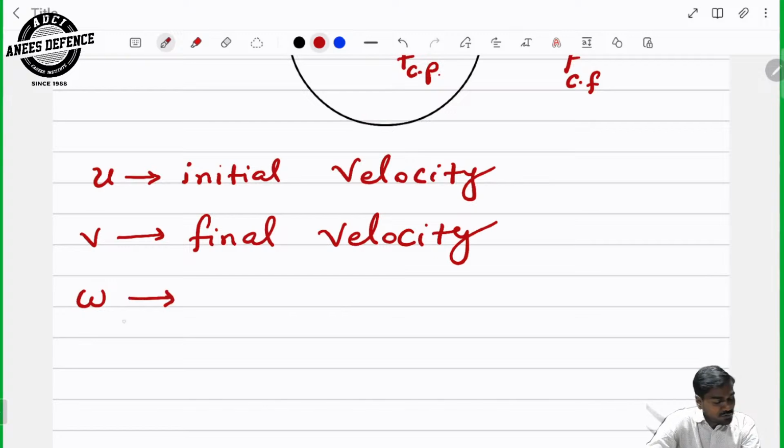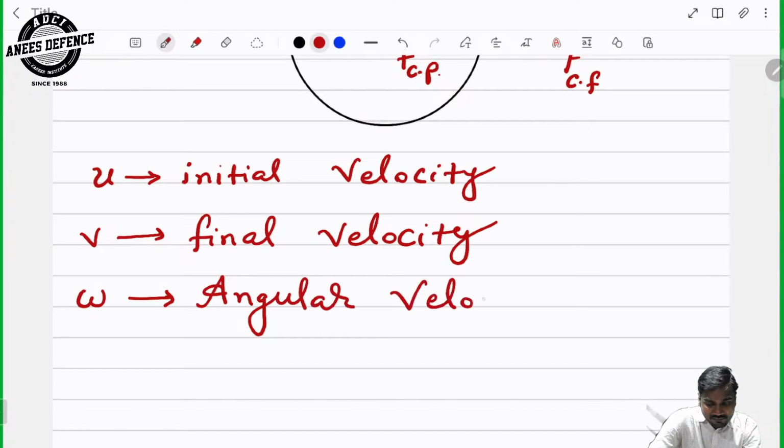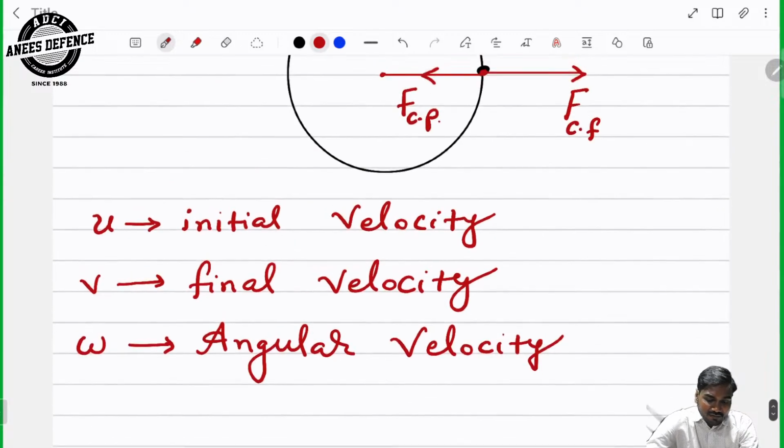Another symbol is omega. So omega is angular velocity. Listen. So what is the difference between linear and angular?